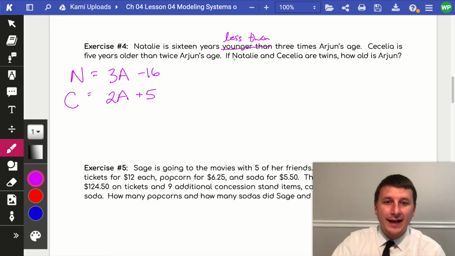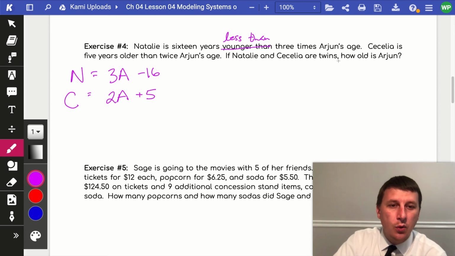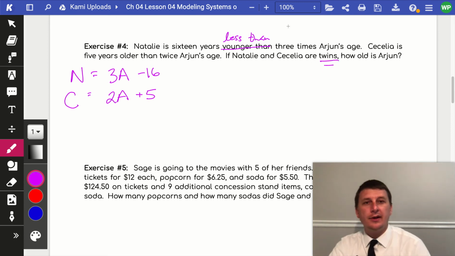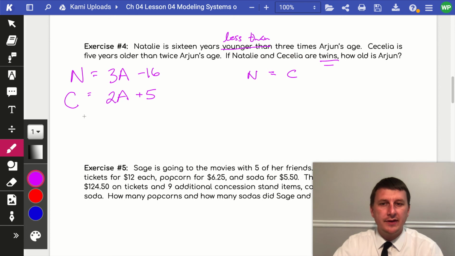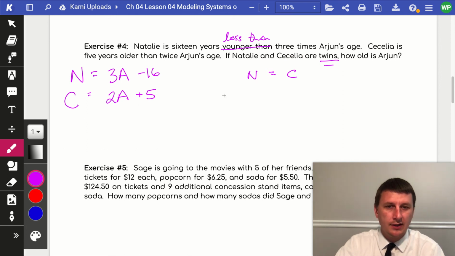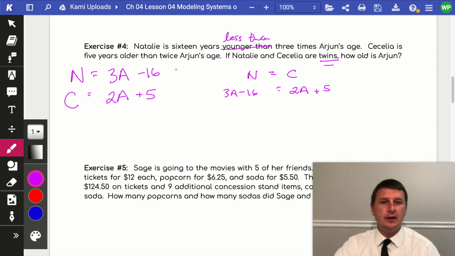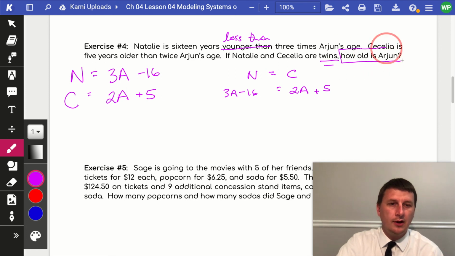Finally, we know that Natalie and Cecilia are twins, which means they're the same age. Wait a second, Natalie is the same age as Cecilia. So we could solve this by substitution right here because we know that this is going to be equal to this. We know that 3a minus 16 is going to be equal to 2a plus 5. And by using the substitution method and solving for a, we're going to figure out how old Arjun is.